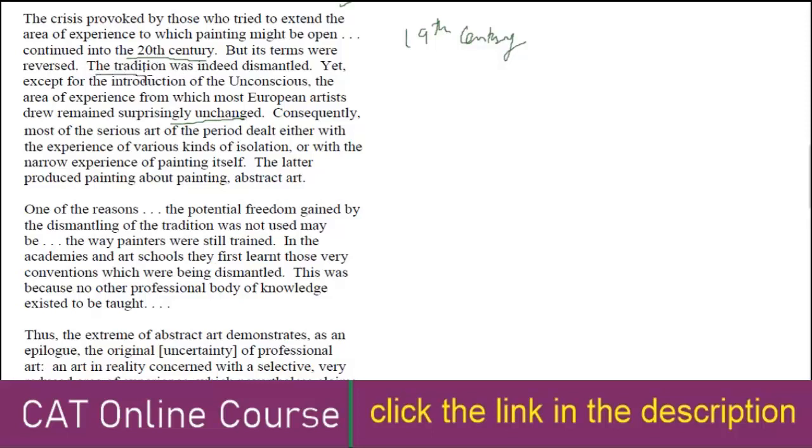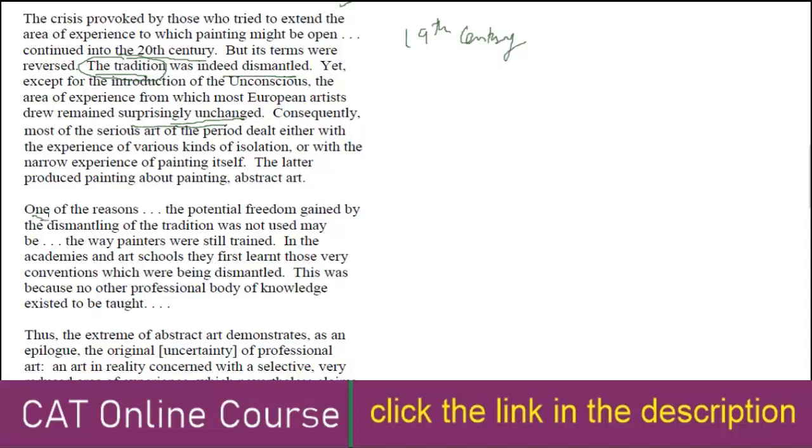The tradition, the author says, was indeed dismantled. What kind of tradition? The tradition of painting with the conventions only to serve a social class, that is the ruling class. And the author says that the tradition was indeed dismantled. Yet, except for the introduction of the unconscious, the area of experience from which most European artists drew remains surprisingly unchanged. So the author is giving a very contradictory statement. He says that the tradition was dismantled, but the things remained surprisingly unchanged.